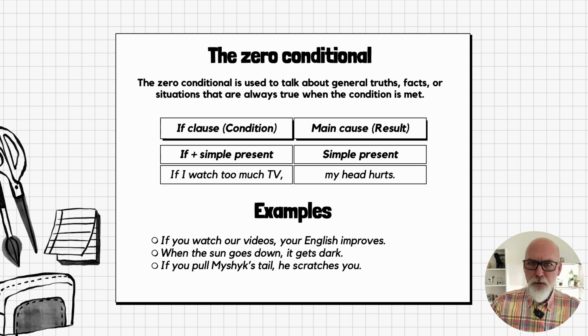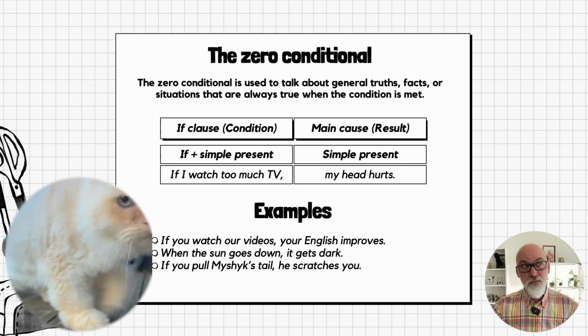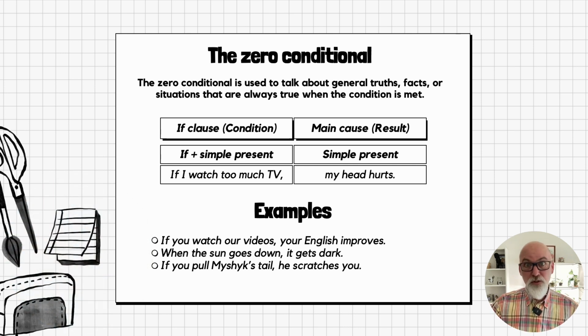What are some other examples? When the sun goes down, it gets dark. See, that's a truth. If you pull Mushik's tail, he scratches you. He should scratch you if you pull his tail. Maybe in the video, I will go and get the Mushik for you. So this is the zero conditional. If present tense, then present tense.